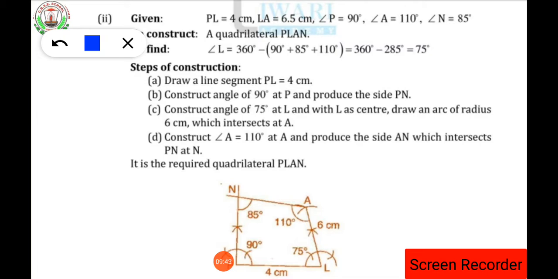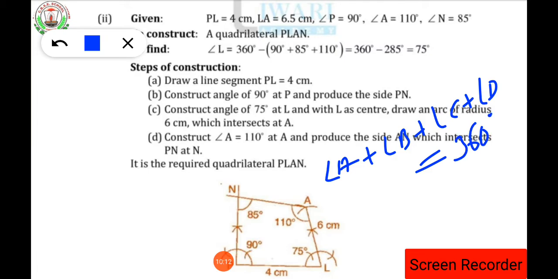Okay. Now, as we know, the sum of all the 4 angles of a quadrilateral is equal to how much degree? 360 degree. The statement we have as a theorem: angle A plus angle B plus angle C plus angle D, this is the quadrilateral angles. As we know that the sum of all the four angles of a quadrilateral is equal to 360 degree. This statement everybody knows, everybody remembers.